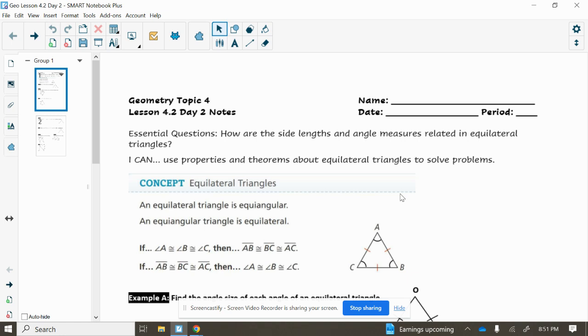Hello everyone, and welcome to lesson 4.2, day 2. Today we are going to talk about equilateral triangles.